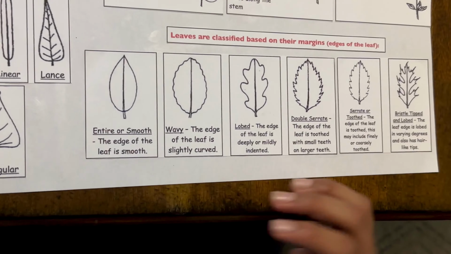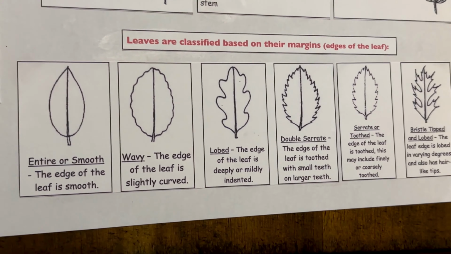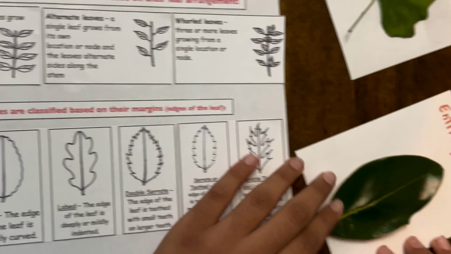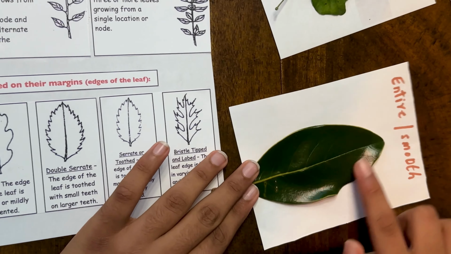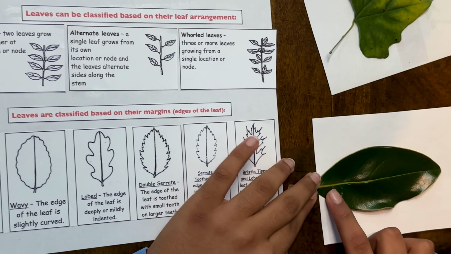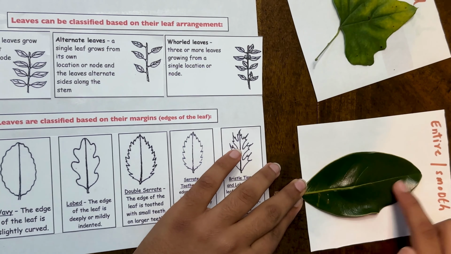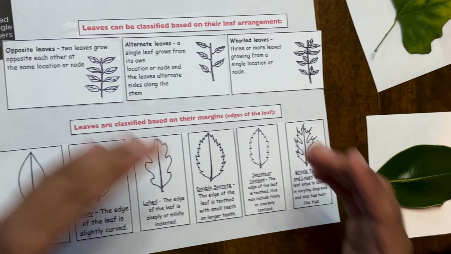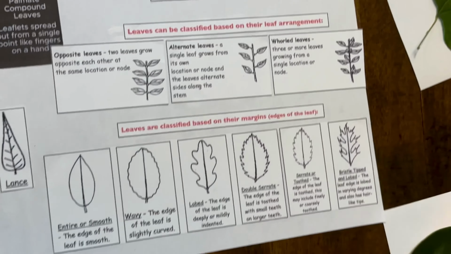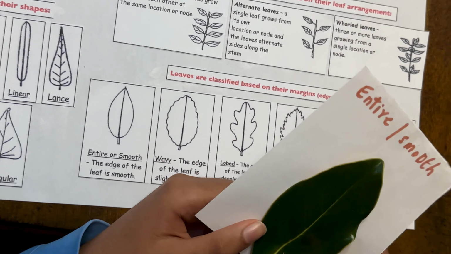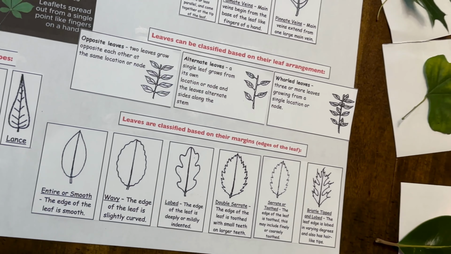Next, we're going to move on to the leaves that are classified based on their margins, or at the ends of the leaves, as we can see over here. So this is an entire or smooth type of leaf. An entire or smooth type of leaf is where it looks like it's basically a simple leaf. This smooth leaf is to be able to get more surface area, so there's more chlorophyll. However, there are other kinds of things too.